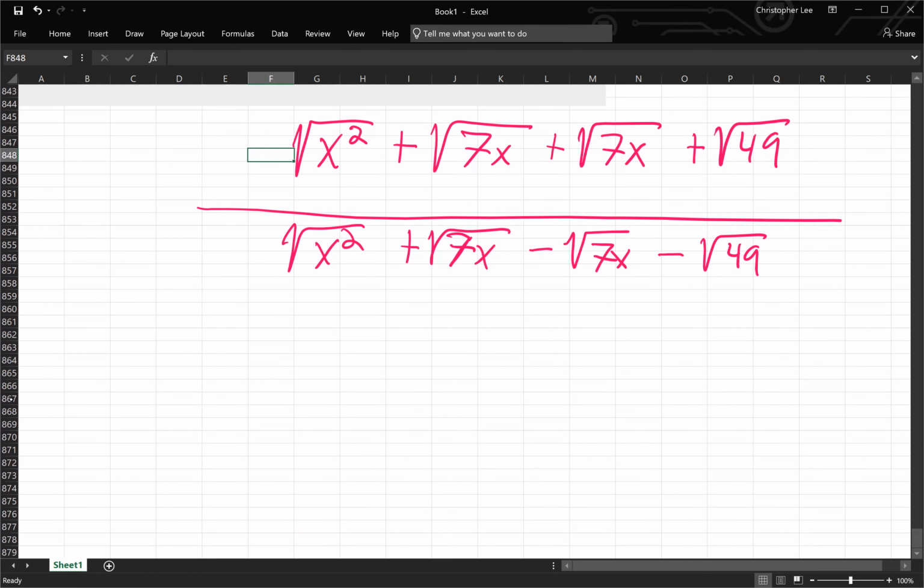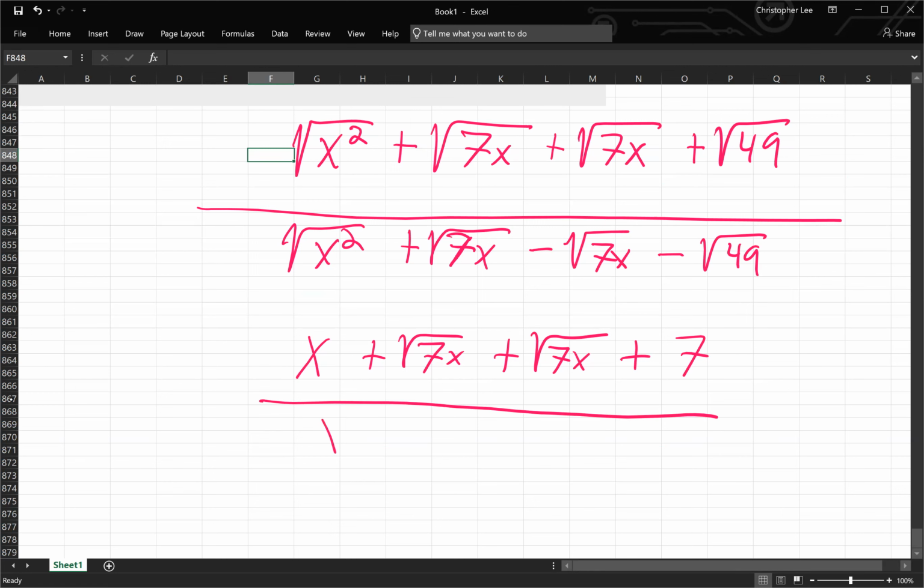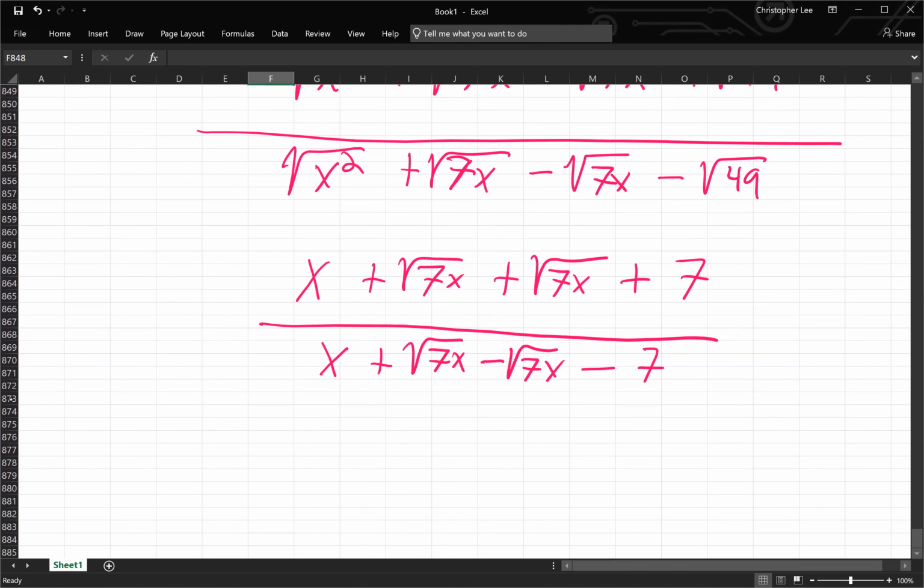Let's combine like terms, simplify all of that in one. Square root x squared, what does that become? X, right? And then plus square root 7x plus square root 7x plus, what's the square root of 49 again? 7, very good. Over square root x squared is just what? X, right? Plus square root 7x minus square root 7x. And then minus square root of 49, which is 7, right? Let's combine like terms.